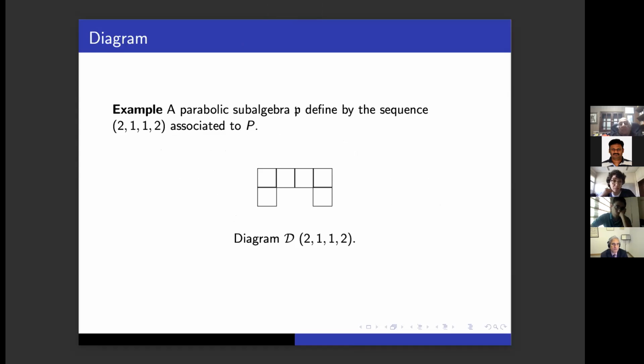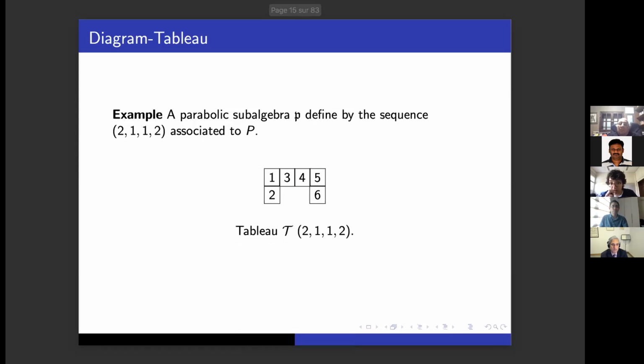So here is an example. I take the example 2112. This is the Levi. So I draw my diagram like this. Let's look at what my neighboring columns are. I have two couples of neighboring columns. One, a neighboring column of height 2, is in blue, and a neighboring column of height 1 is in red.